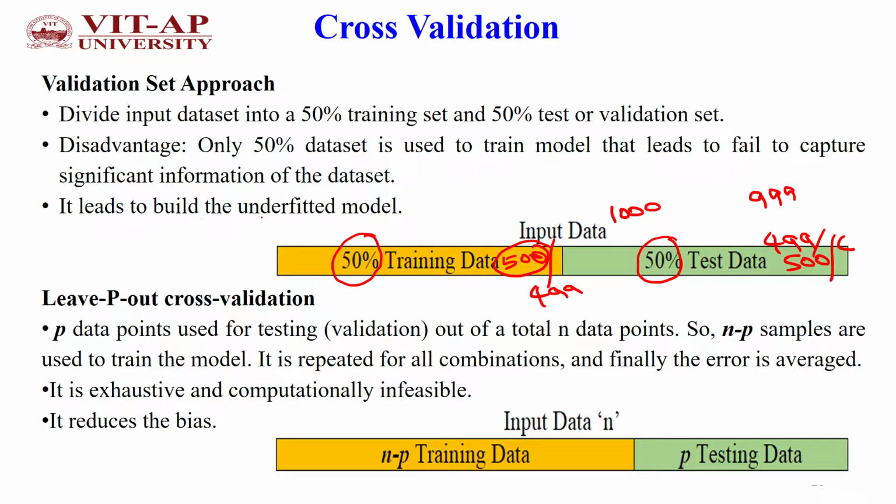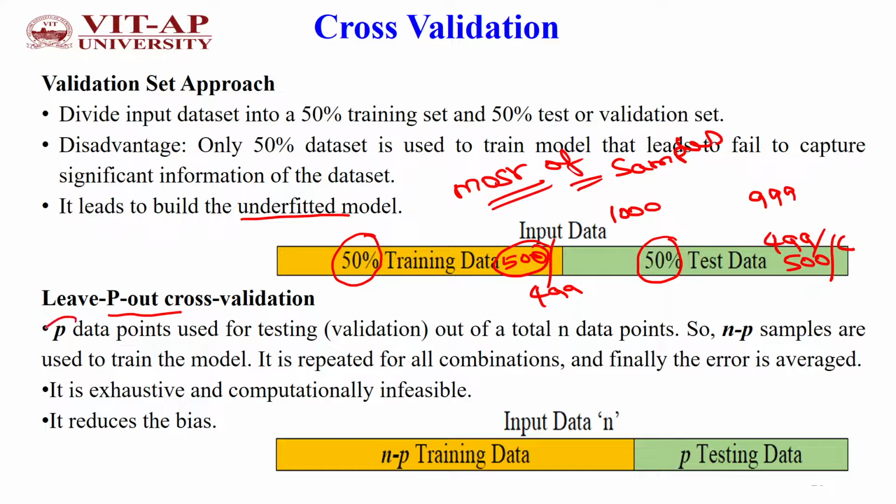Due to that, there is the possibility of underfitting. Underfitting means the model is unable to learn patterns from most of the data samples. So because there is the possibility of underfitting, the next one is leave p out cross validation.